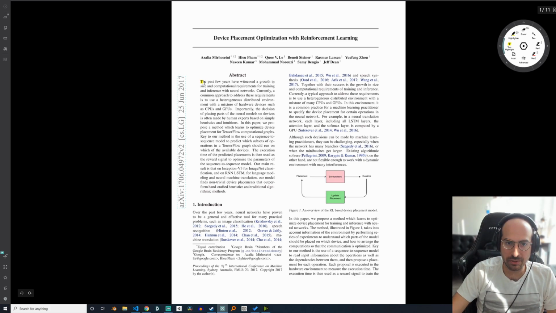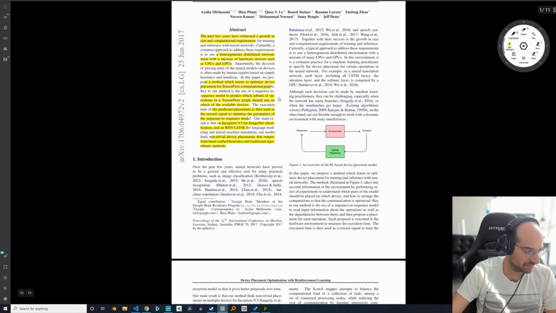So the past few years have witnessed a growth in size and computation requirements for training neural networks, and they use heterogeneous compute on CPU and GPU. They propose a method to optimize device placement for computational graphs: the use of a sequence-to-sequence model to predict which subsets of operations on a TensorFlow graph should run on which available device. The execution time of the predicted placements is then used as a reward signal to optimize the parameters of the sequence-to-sequence model. Our main result is that on Inception-v3 for ImageNet classification, it outperforms handcrafted heuristics and traditional algorithmic methods. All right.